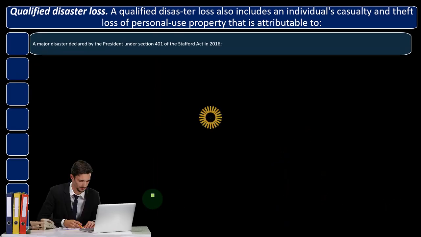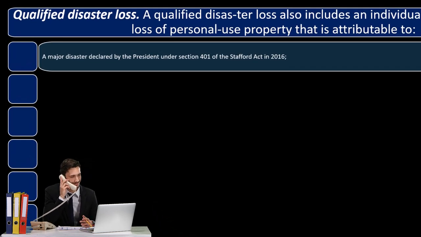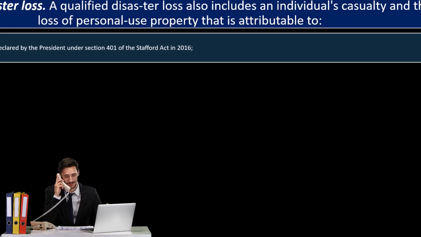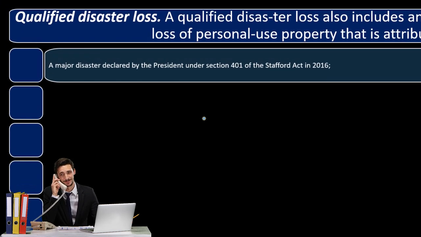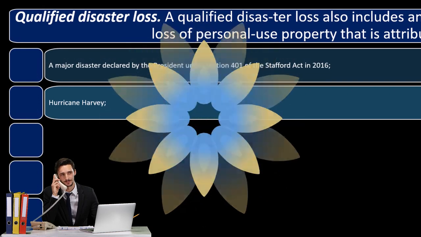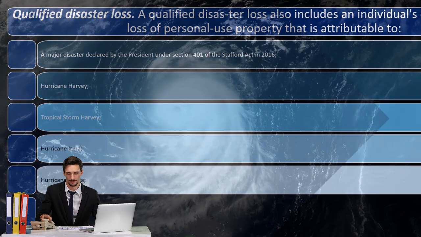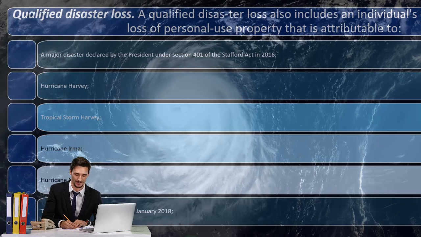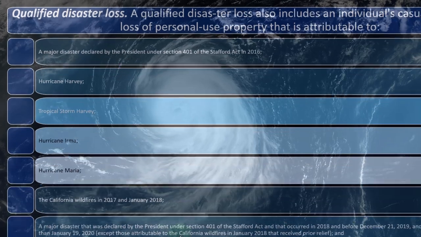Okay, so qualified disaster loss. A qualified disaster loss also includes an individual's casualty and theft loss of personal use property that is attributable to a major disaster declared by the president under Section 401 of the Stafford Act in 2016: Hurricane Harvey, Tropical Storm Harvey, and Hurricane Irma. These are going to be applicable to 2021, so it's going to be a different set of items this year. So I'm going to go through these here.